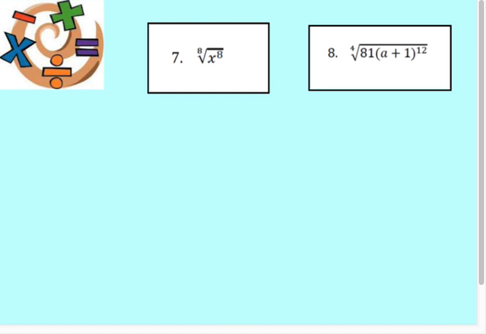Number 7, it's the 8th root of x to the 8th. So I'm just going to write this one out a little bit more. So it's x to the 8th, really to the 1/8. 8 times 1/8 is 1, so it's x to the 1st, so it is just x.